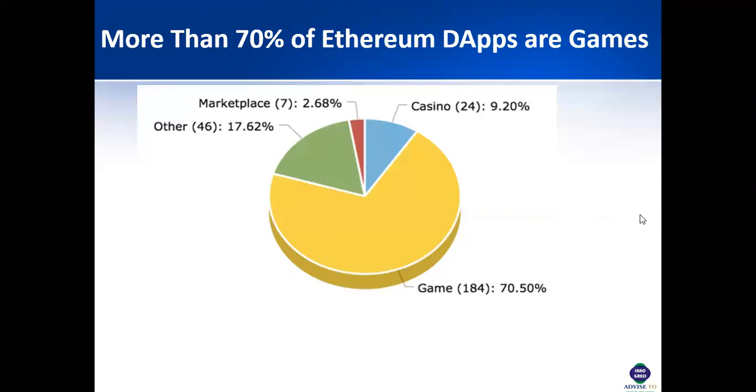Even on the Ethereum platform, the maximum number of apps are coming for the gaming industry. These are the gaming apps. So gaming, casinos, and then marketplaces are also picking up, where you sell or execute some contract. Other apps can be ticketing apps, or some kind of entertainment app. So in a nutshell, gaming is the main area which is picking up in the DApp space.